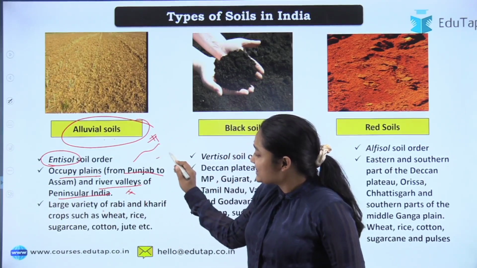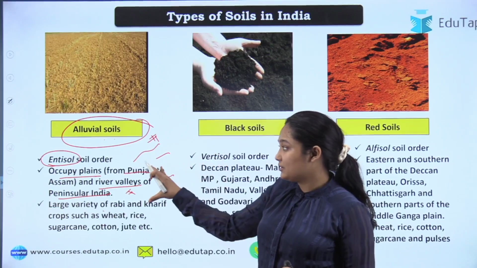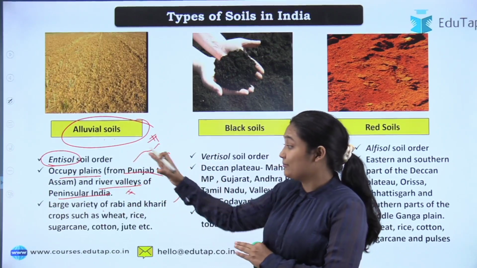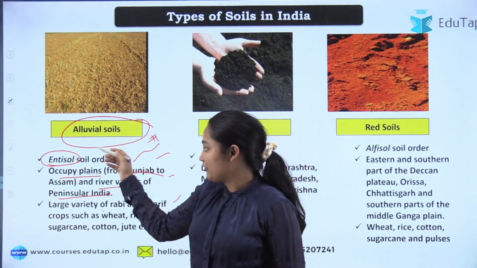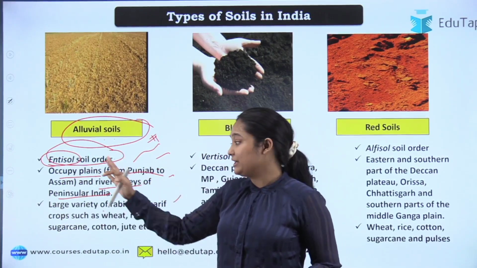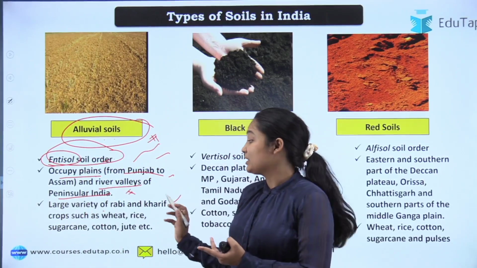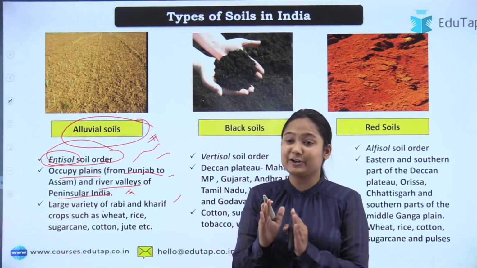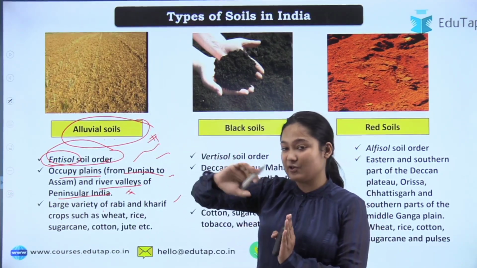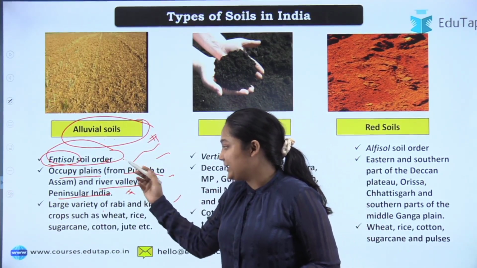Again, if you can remember these 3 points for each type of soil given here: for some soils the order is not clear, so we haven't presented it, but for most soils I have given the order. If you can remember where they are found, what kind of crop can be grown, and what the soil order is, this will be enough for your NABARD examination on the types of soil. So we have talked about entisol.